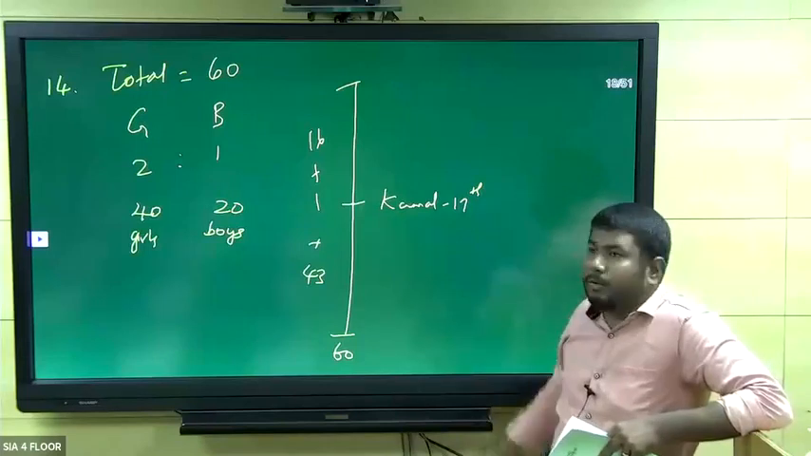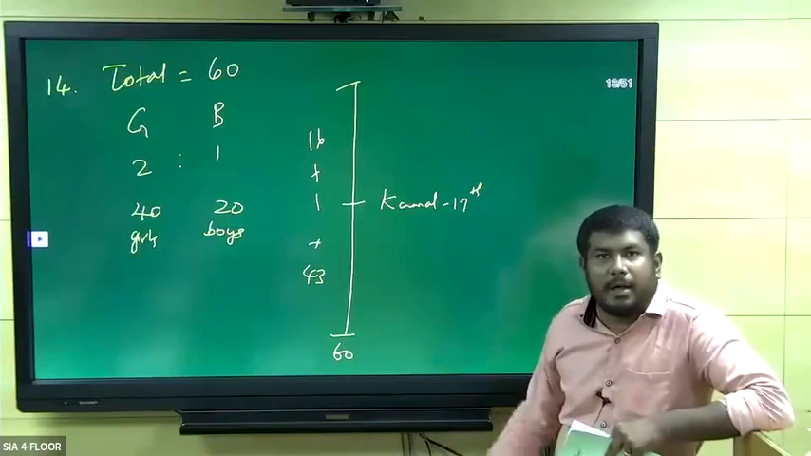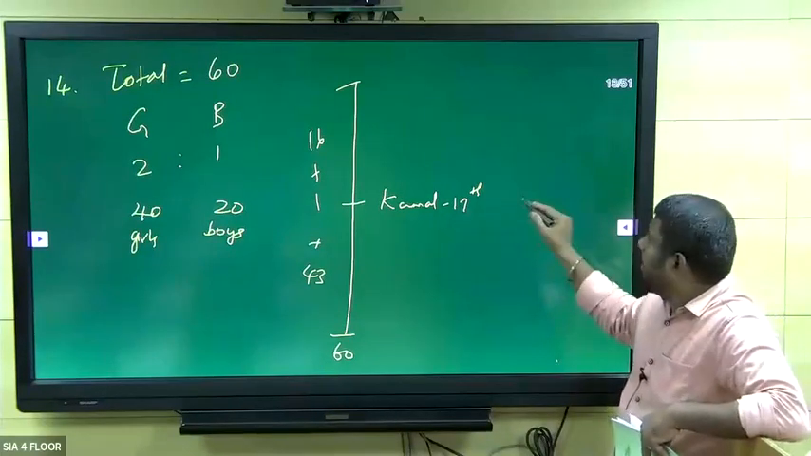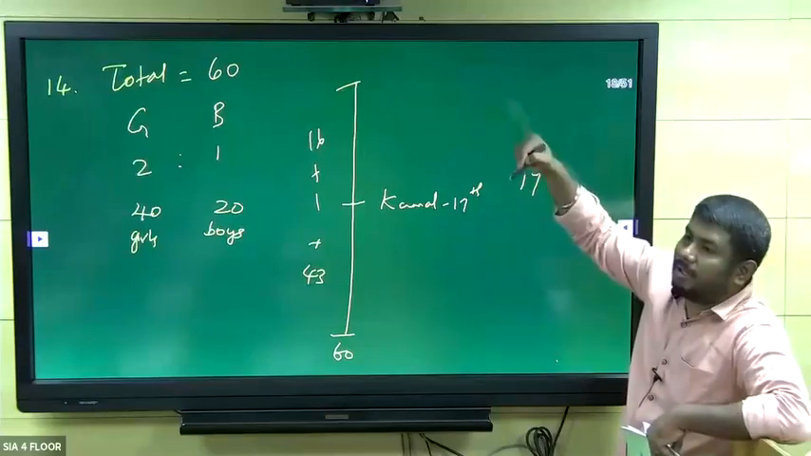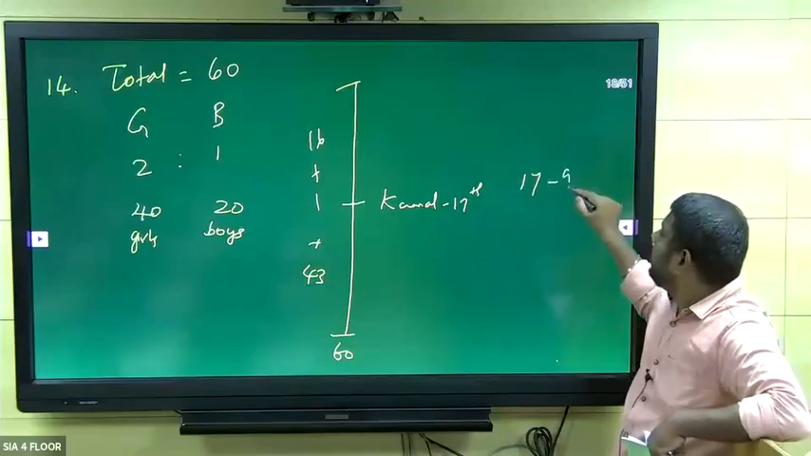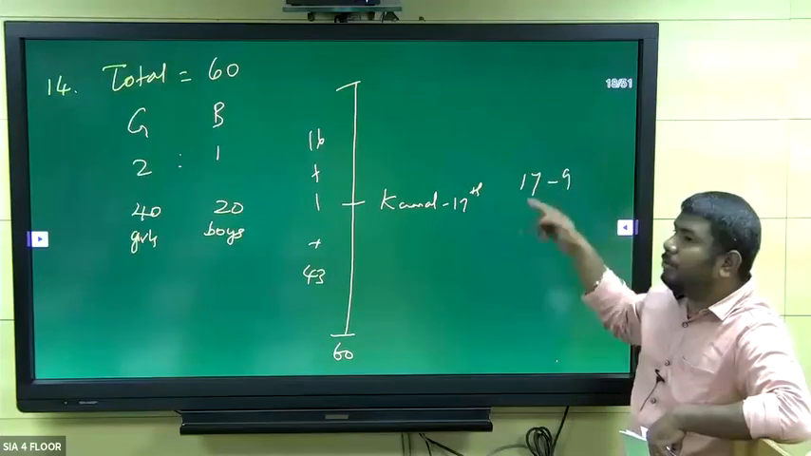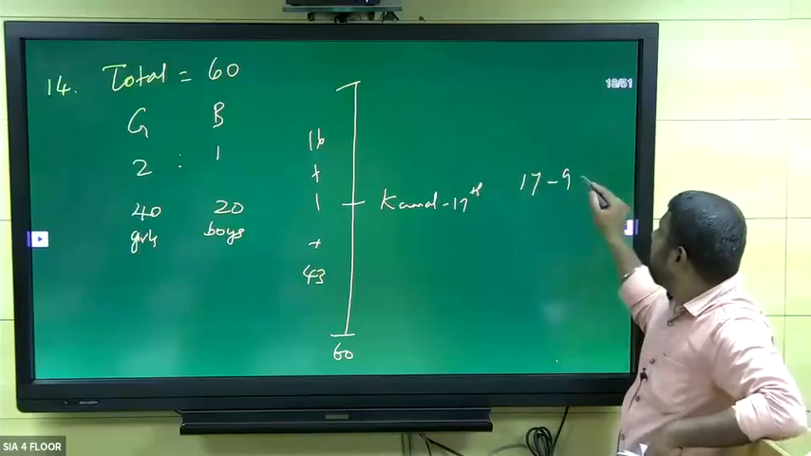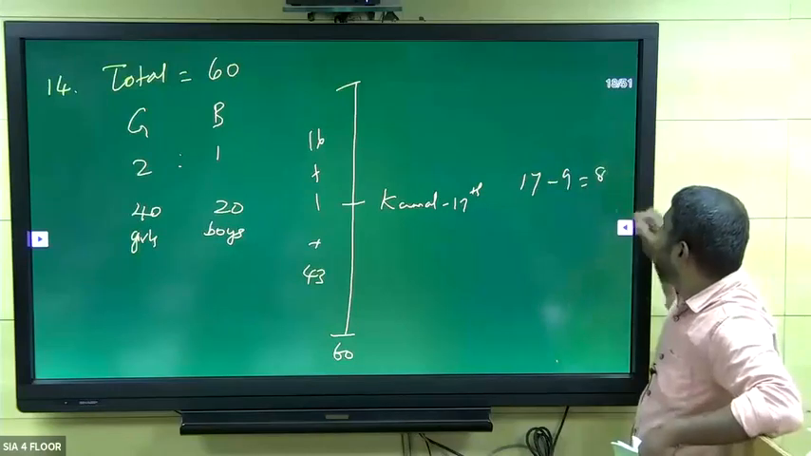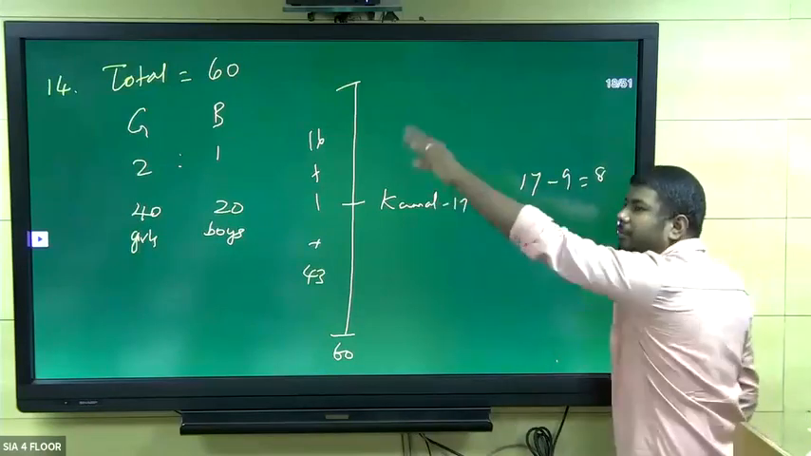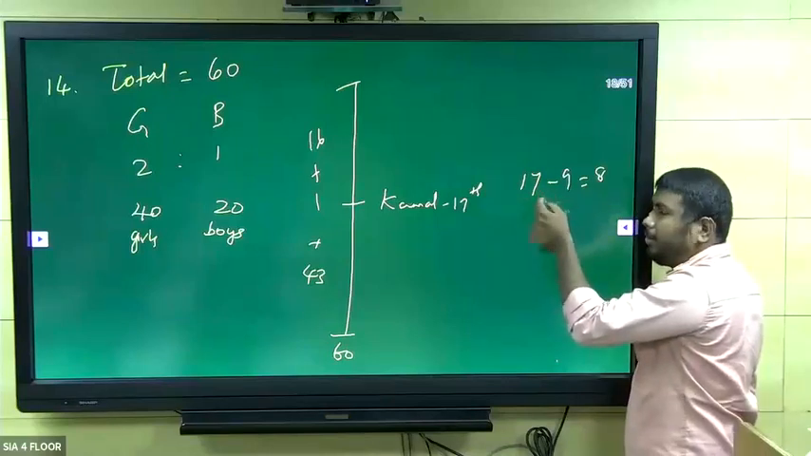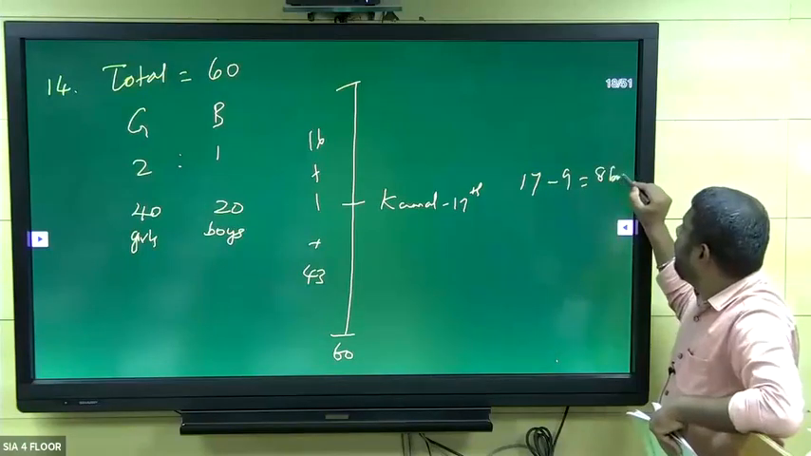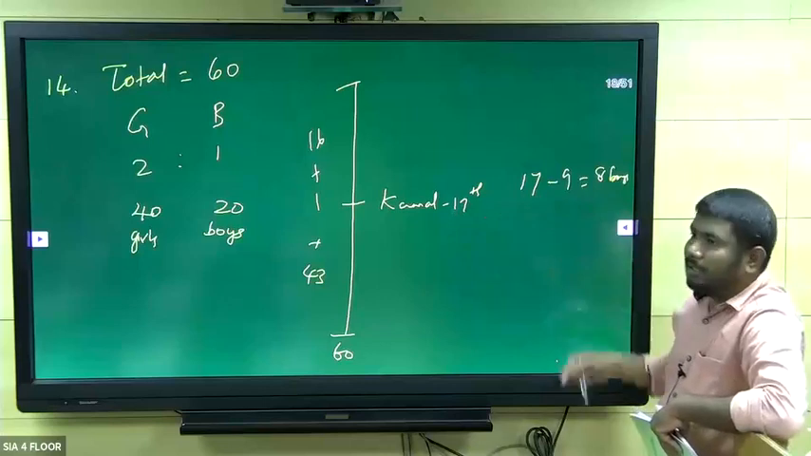So we have one clue. How many girls are there before Kamal? 9 girls. So Kamal is in the 17th position. Why I am subtracting here is, I am going to subtract the girls to find how many boys are there before Kamal. So 17 minus 9 is nothing but 8. Clear? So to get how many boys are there before Kamal, I'm neglecting the number of girls before Kamal. So 17 minus 9. So 8 boys are there, including Kamal. 17 is including Kamal.